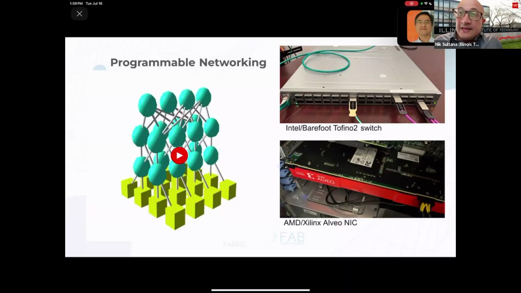Now, what you can see on the left of the slide is an example of a topology that is very heavy on switches. So these blue spheres you can see at the top, those are switches, and these mustard-colored cubes at the bottom, those are servers. You don't need a topology like this to get a lot out of programmable networking, but I'm using this as an example of the kind of complexity in switching that programmability can help you navigate.